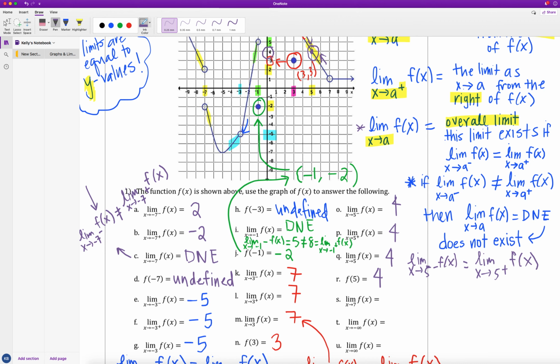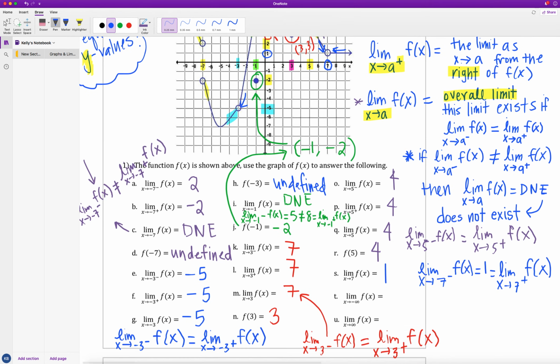For the overall limit, I have to look at the limit from the left and the right. So I'm going to find those separately on their own right now. Let's first calculate the limit as x approaches 7 from the left of f of x. As we come in from the left at 7, we're looking at a y value of 1. And as I come in from the right hand side, I also reach that y value of 1. Since both of those limits are equal to 1, the overall limit will be equal to 1.